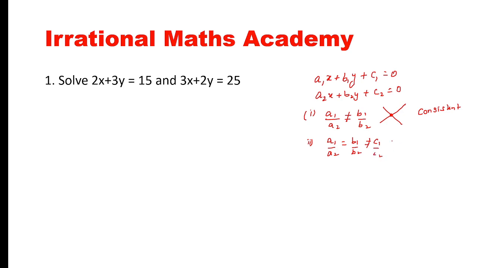The second case is if a1 by a2 equal to b1 by b2 not equal to c1 by c2. In this case the two lines will be parallel and we won't have any solution, because they are not meeting at any point. This pair of lines we call inconsistent.